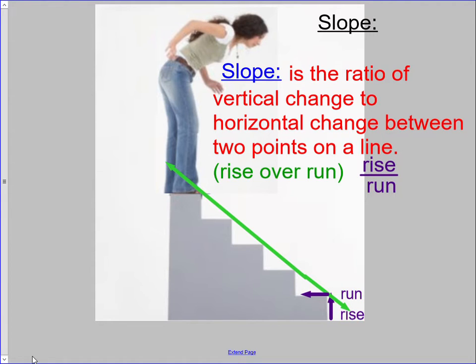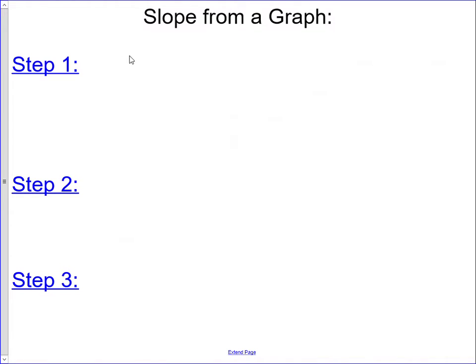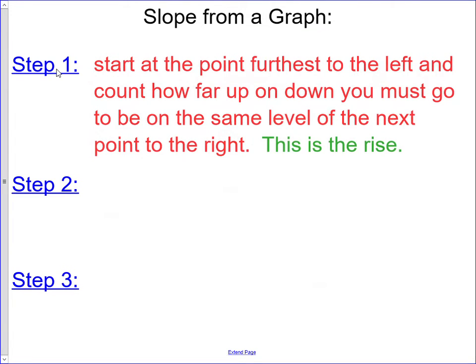So let's look at how we're going to use this today to count slope. The first thing we're going to do is start at the point furthest to the left and count how far up or down we must go to be on the same level as the next point to the right. If we have to count up, that's going to be a positive number. If we count down, that's going to be a negative number. And that number will be the rise, so we'll write it on top in our slope.